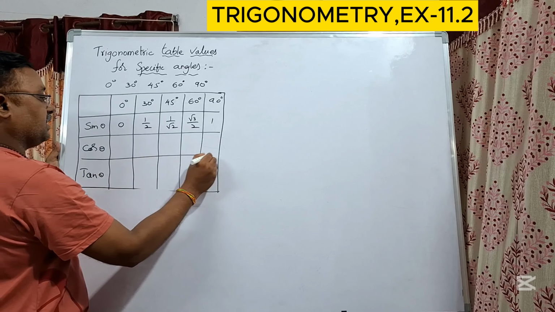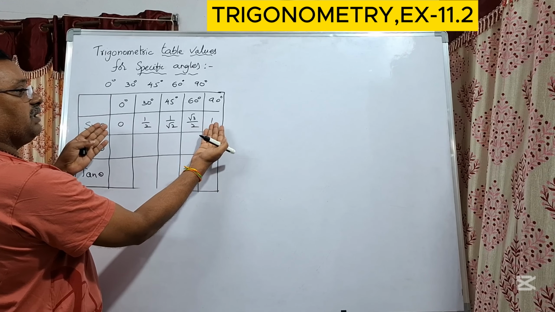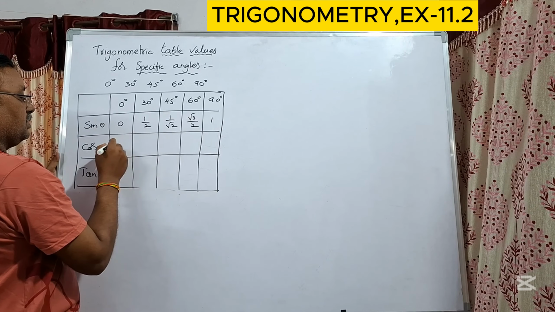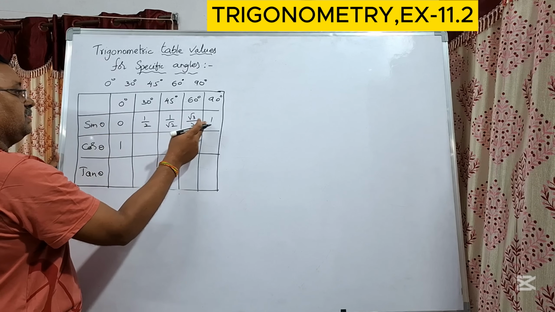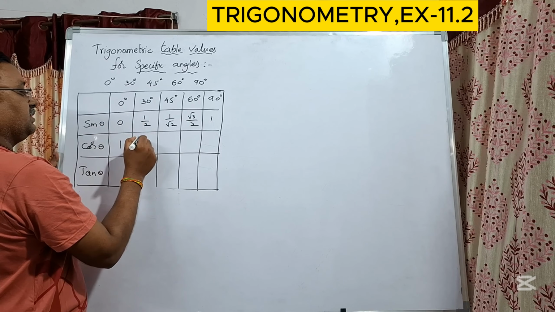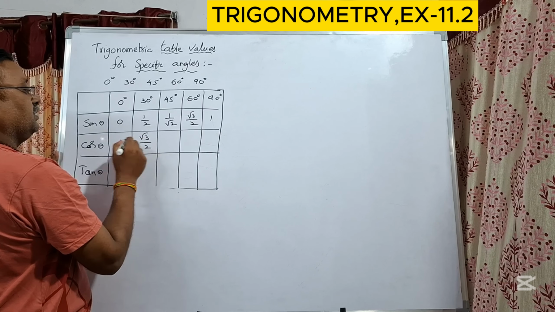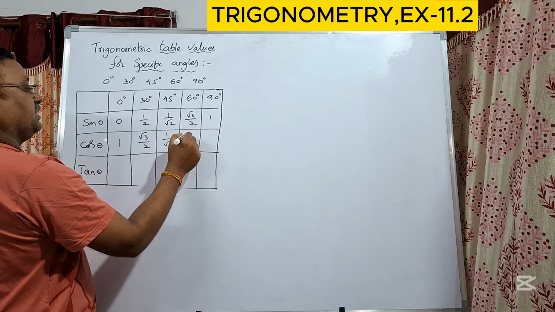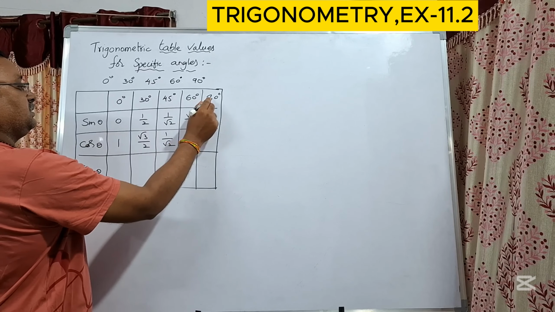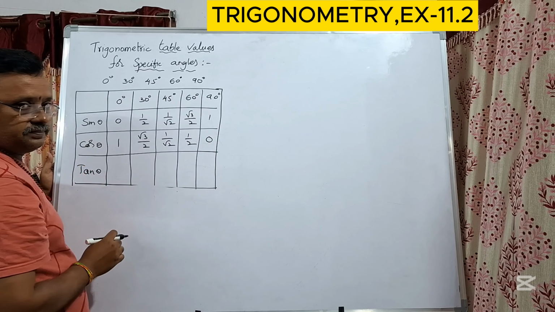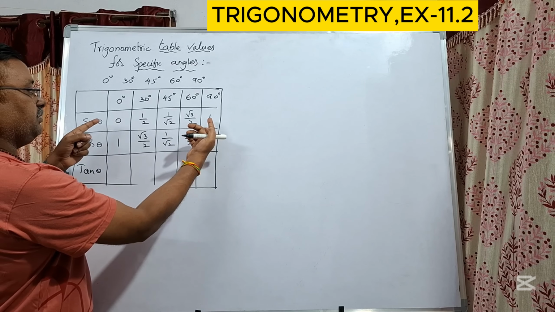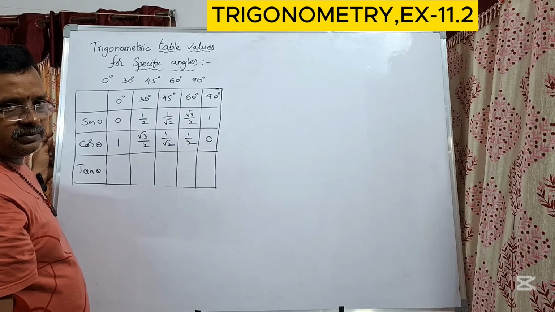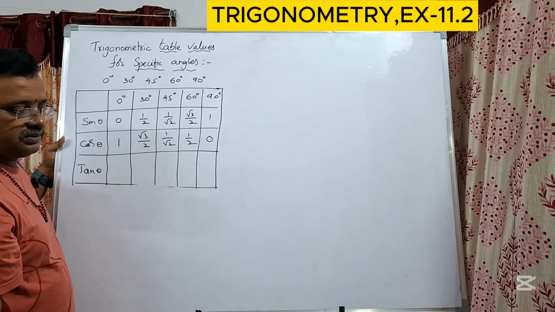Coming to cos theta, we need to take these values in reverse. Cos 0 degrees will become 1, cos 30 degrees will become root 3 by 2, cos 45 degrees will become 1 by root 2, cos 60 degrees will become 1 by 2, cos 90 degrees will become 0. Reverse values of sin theta give you cos theta values.